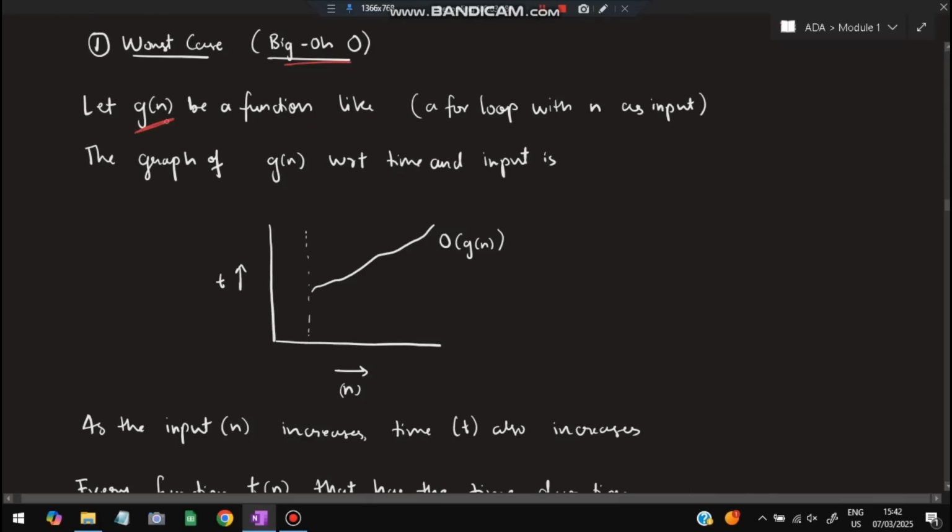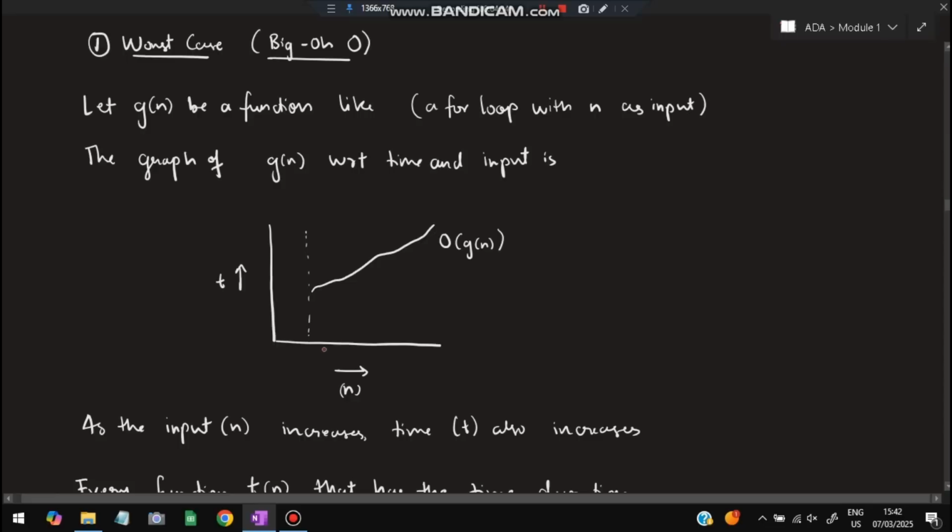Let g of n be a function, like for example a for loop. I'm denoting g of n for a for loop which is running n times, for i equal to 0 to n, and each time it is, for example, printing Afnan. So it is printing Afnan n times. However much n value I give, that much time it will print Afnan. How much time that execution of n-time printing takes is the g of n function. As the n value increases, time will increase, because the more inputs there are to be output, the more time it will take.